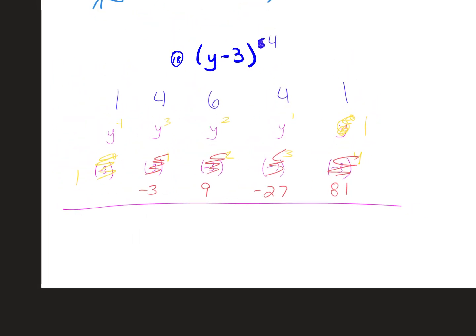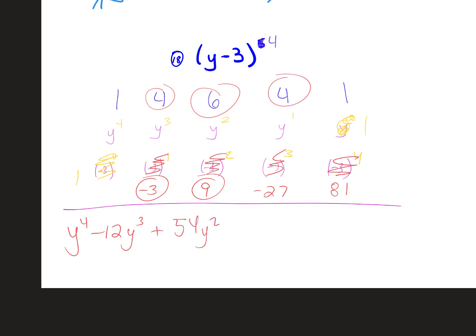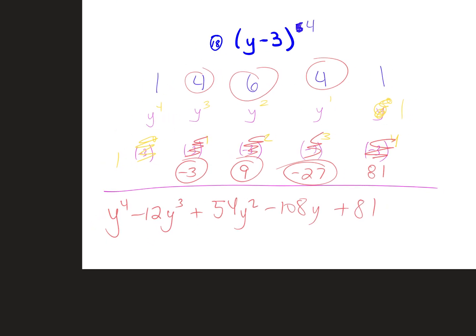Now you guys have a calculator. What's 1 times 1? 1. Y to the 4th. What's 4 times negative 3? Negative 12. Y to the what? Good. 6 times 9. 54. Y what? Squared. 4 times negative 27. Negative 108. Y what? To the first. Plus 81. What do you notice about the signs? They alternate. Why do they alternate? Because there's a minus sign in the middle.